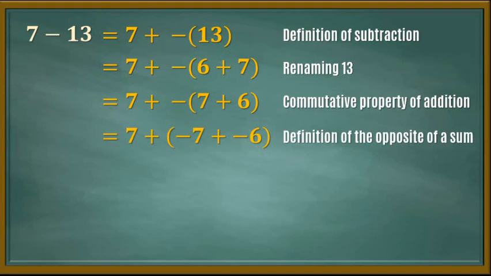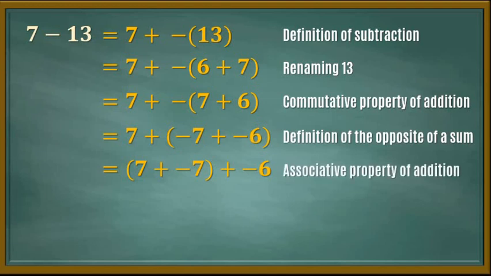Now we examine this grouping of the addends negative 7 and negative 6, and how outside of that group is another addend 7. It appears that it would be smart to group negative 7 with 7 instead of 6. And we can do this by virtue of the associative property of addition. Now we see that 7 and negative 7 are being added.